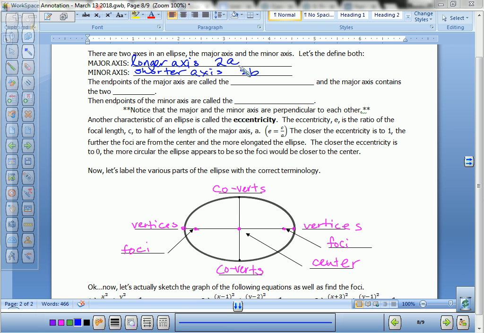All right, a little more vocab. The endpoints of that major axis, so wherever your major one is, the longest one, the endpoints are called vertices. And we'll also notice on that long axis, the major axis, you will always find the foci. So the foci are always located on the major axis. Now, the endpoints of the minor axis are called the covertices.